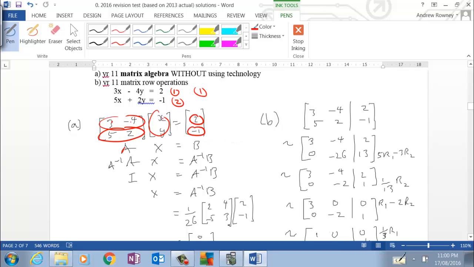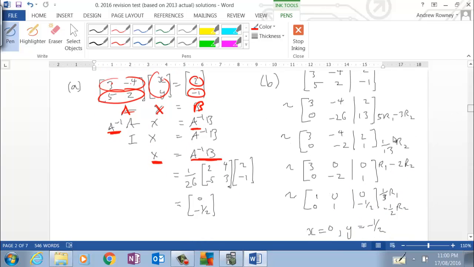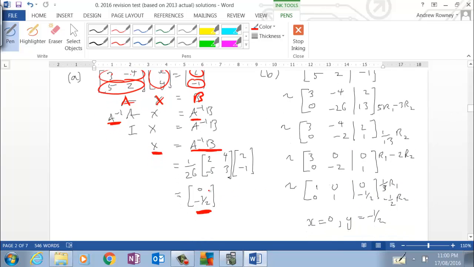Now if we call that matrix A, that matrix X and that matrix B, and we want to find X, we need to get A over the other side by pre-multiplying it on both sides. This is the identity. Identity times anything is the same thing. And so it's A inverse B. You've got to pre-multiply by the inverse. So work out the inverse, pre-multiply it, and you get your answer for X. So X equals 0 and Y equals minus a half.